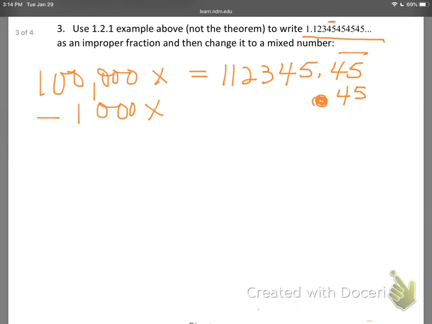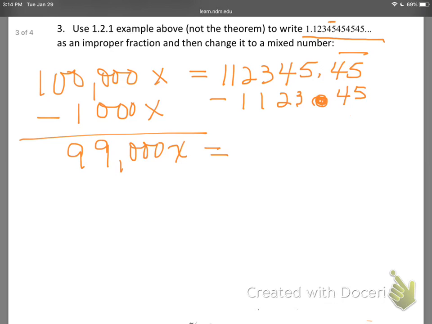So the number I have in front of the decimal is going to be 1123. So this is 1123. And I'm subtracting it. On the left-hand side, 100,000x minus 1,000x gives me 99,000x.